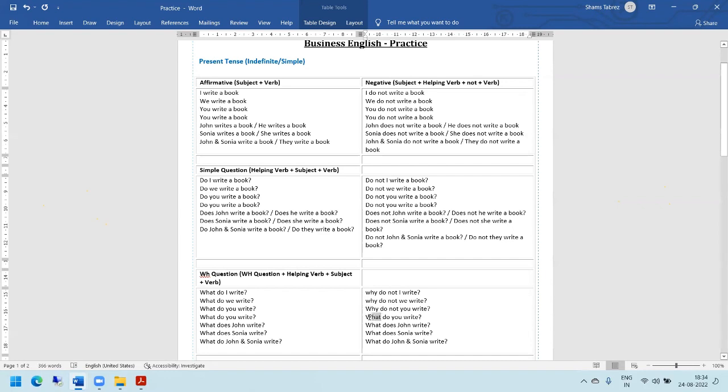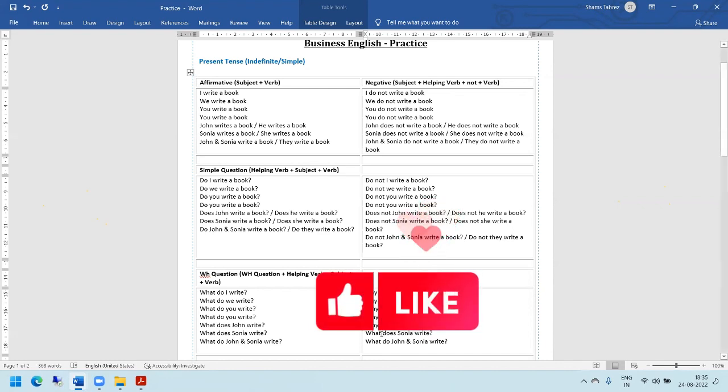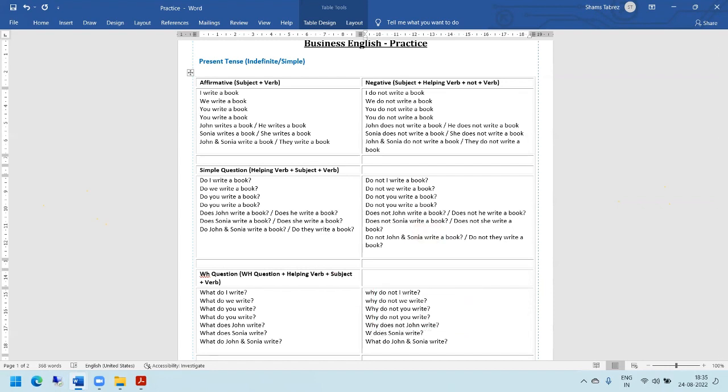Then here also, why don't you write, or why do you not write? Similarly, this is also simple, the WH question, right? Why does not John write? Similarly here, why does not Sonia write? And then finally, why don't John and Sonia write?